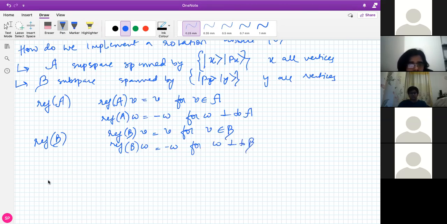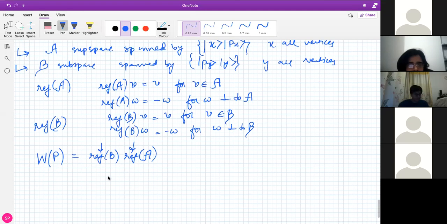Okay. And the way we can implement our unitary, like our walk step, is going to be W of P, which is reflection of B into reflection of A, like these two unitaries. Okay. Now we'll see how we can implement them actually very easily.